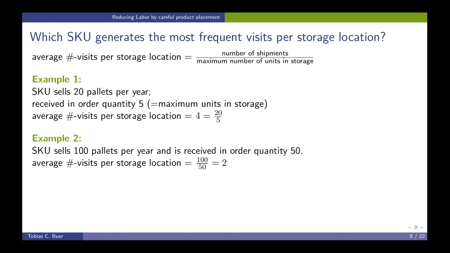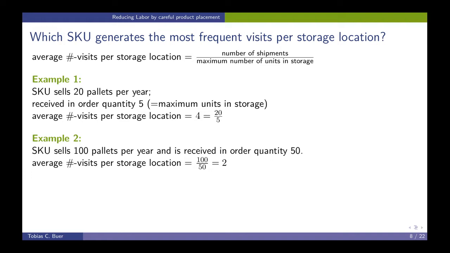Though if we have an SKU that sells 20 pallets per year, but we receive the orders in quantities of 5, which is the same as the maximum units in storage, then the average number of visits per storage location is only 4, because we have 20 shipments of these pallets, but they order 5 pallets at a time. We only have to visit the storage location 4 times.